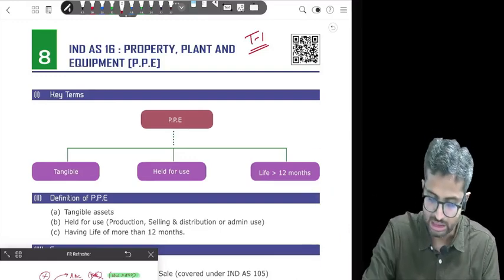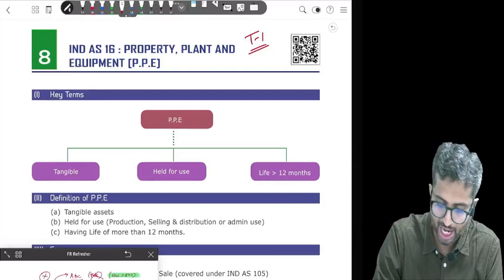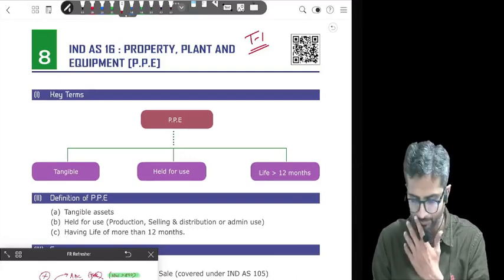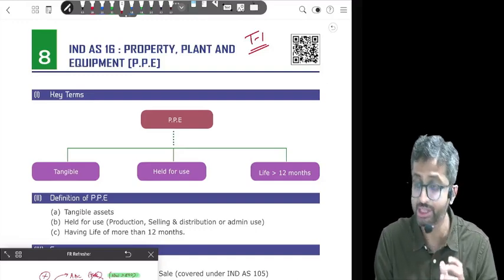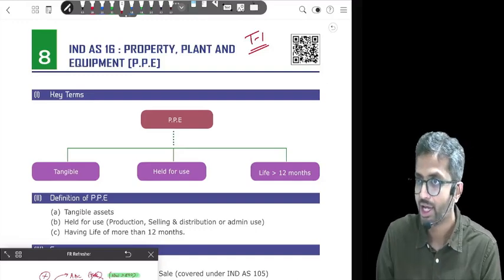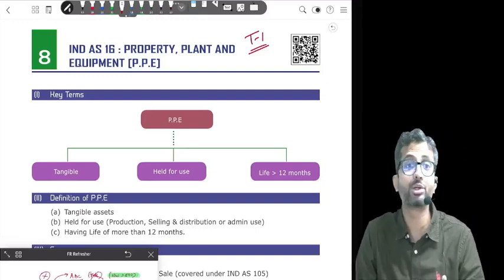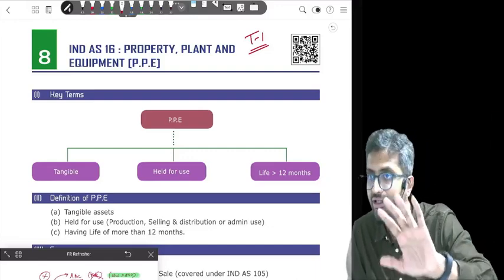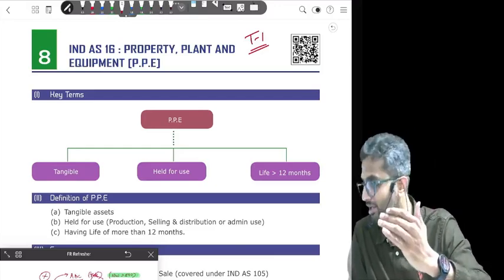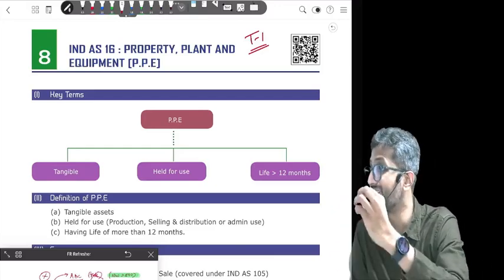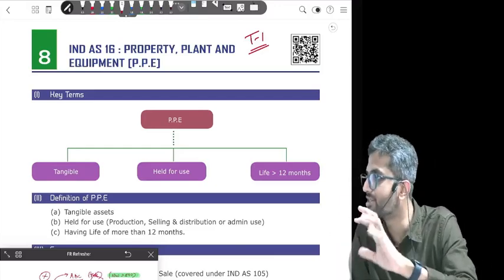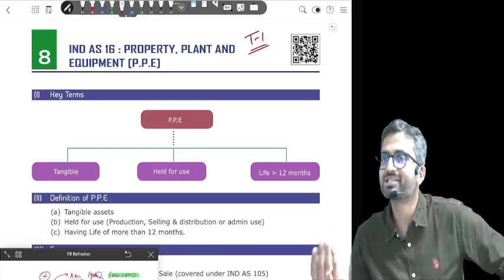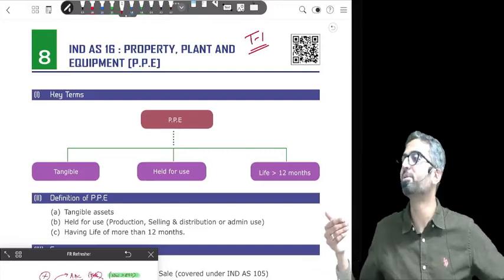Then there is another standard called exploration and evaluation operations linked to mining. This is covered by something called Ind AS 106. Ind AS 106 thankfully is not there in your syllabus. It was there in the year 2018, but it was very technical because it is linked to mining. It had seismic studies, topography studies. So the institute said that it is so technical, and they thankfully removed it.